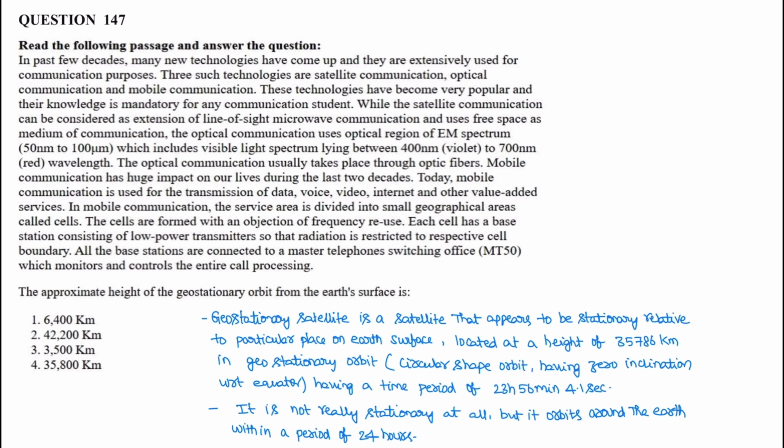Question number 147. The approximate height of geo orbit from Earth surface is. A geostationary satellite is a satellite that appears to be stationary relative to a particular place on the Earth surface, located at a height of 35,786 kilometers in geostationary orbit. This geostationary orbit is a circular orbit with zero inclination with respect to the equator. Time period is 23 hours 56 minutes 4.1 seconds. The correct answer is option 4, 35,800 kilometers.